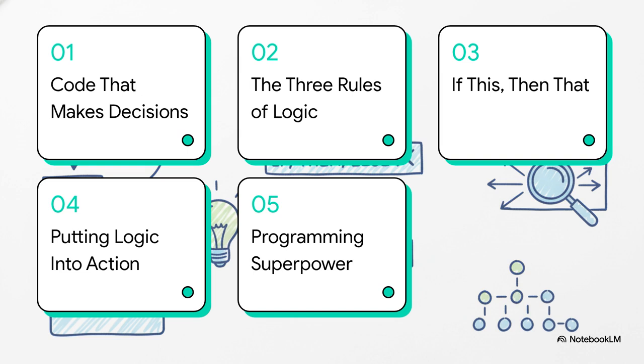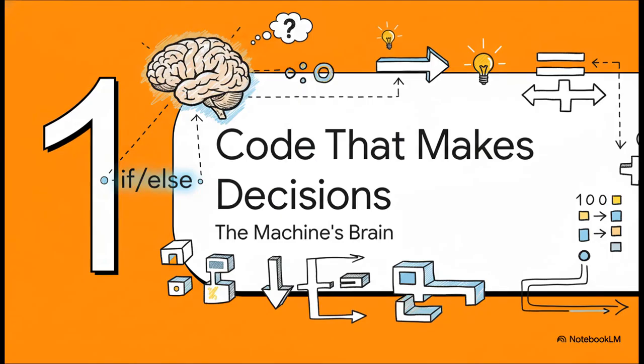So here's our game plan. First up, we'll talk about why code even needs to make decisions in the first place. Then we'll jump into the 3 basic rules of logic. After that, we'll see how to actually put that logic to work with some real code, and we'll finish up by showing you why getting this down is a true programming superpower. All right, let's kick things off with Section 1, Code that Makes Decisions.